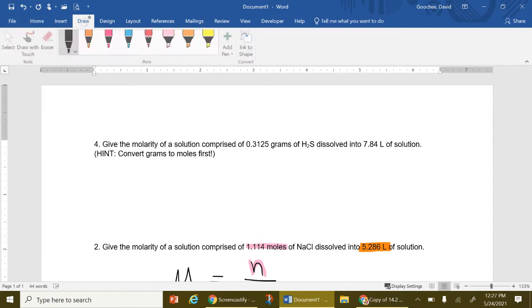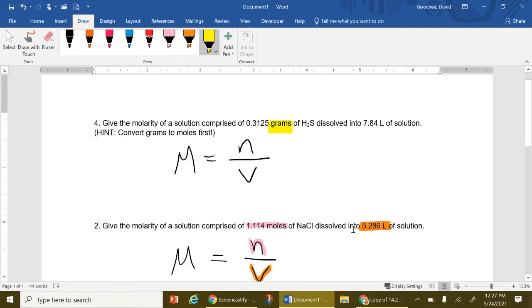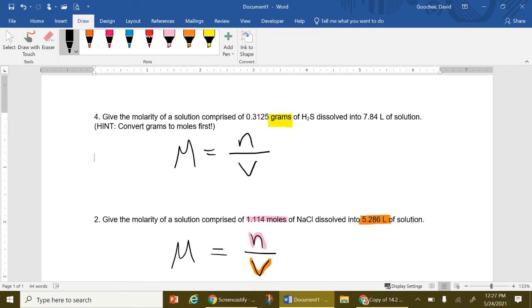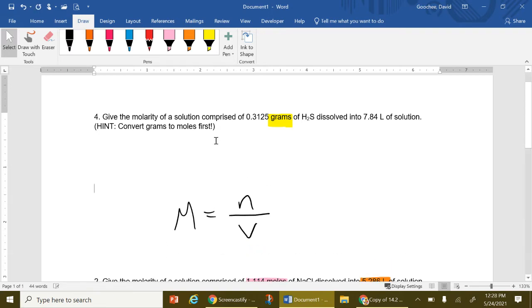The formula for molarity is molarity equals number of moles divided by volume. You'll notice here that you didn't get number of moles, you got grams. So your first step is actually going to be to convert those grams into moles, okay? And for that, we're going to need a little bit of the old dimensional analysis, guys. Here we go.